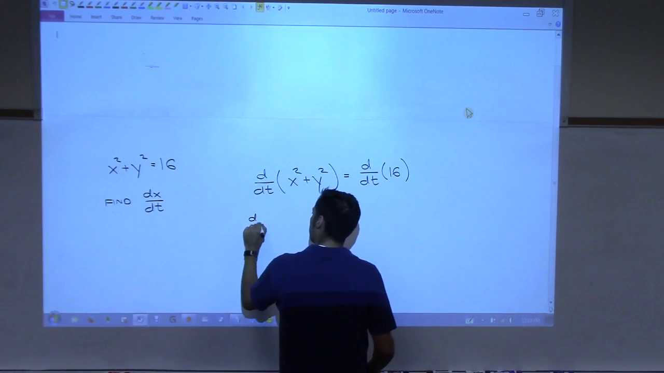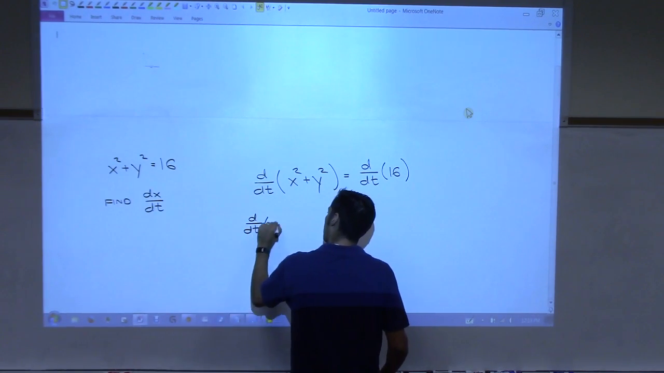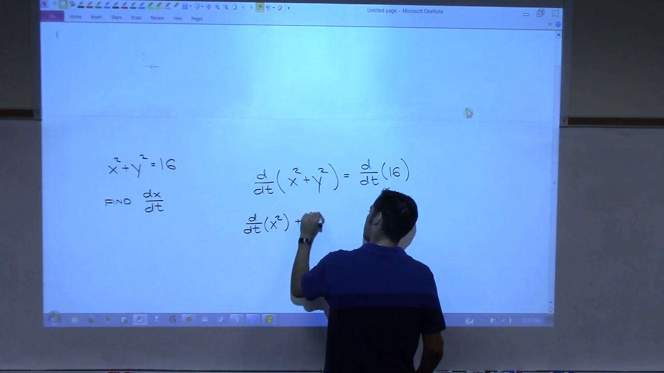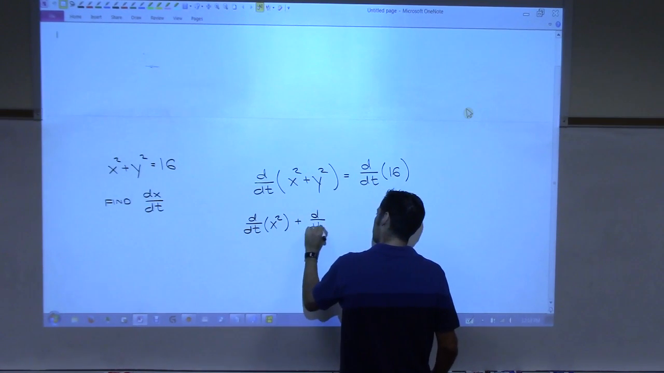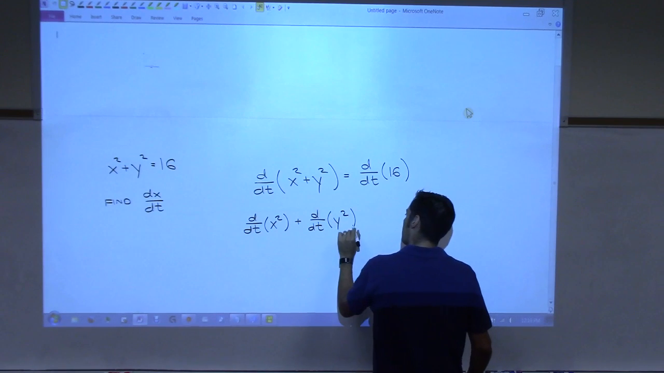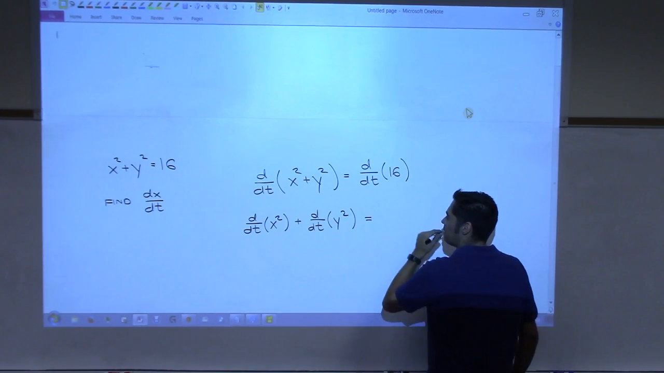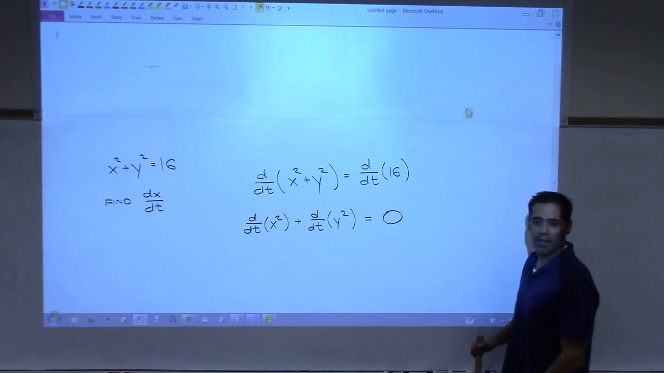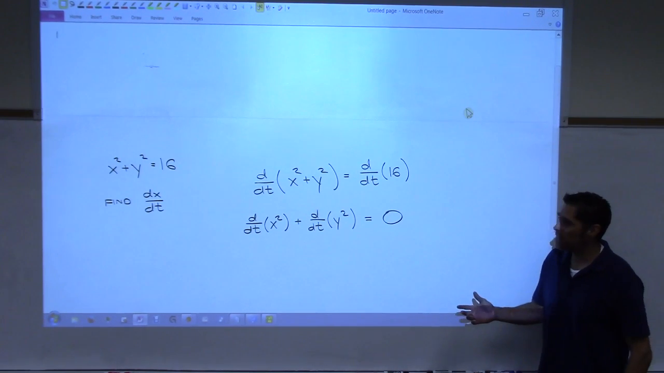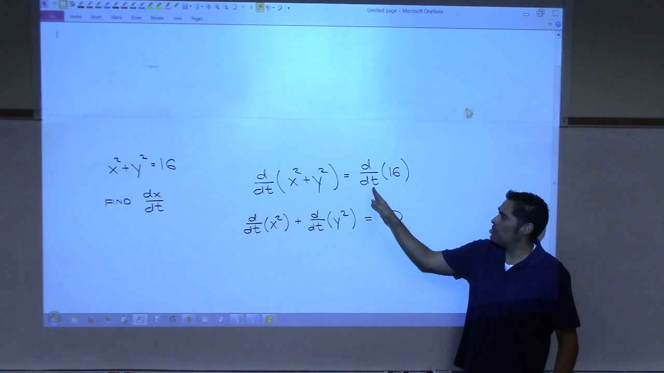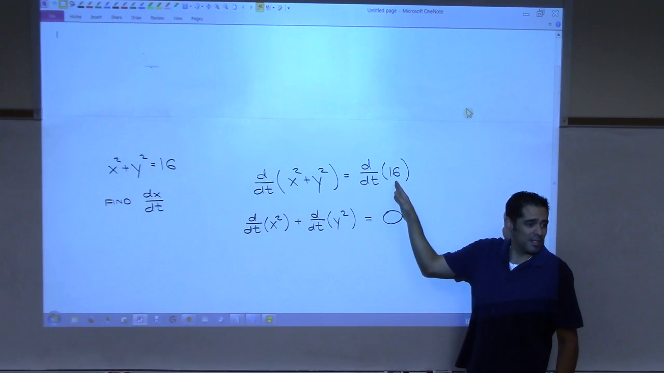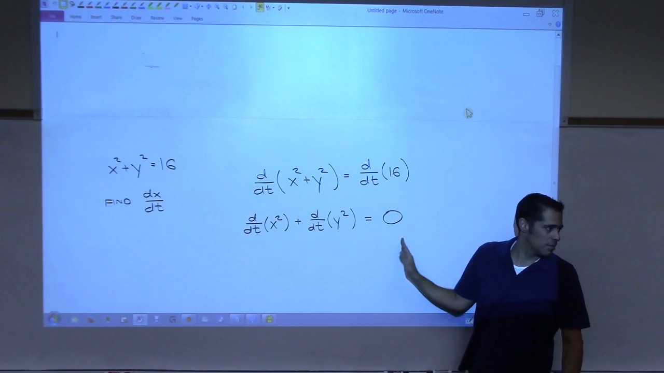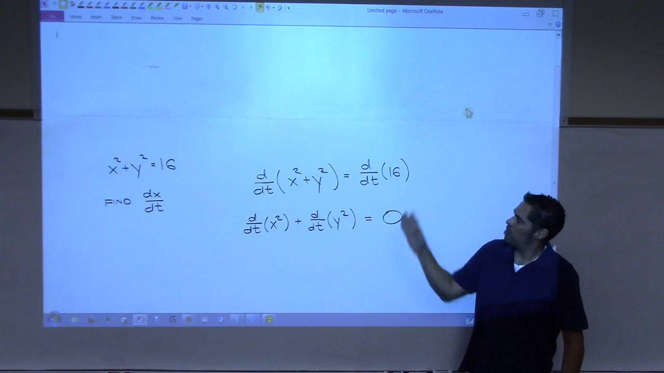What would the derivative with respect to time of x squared plus the derivative with respect to time of y squared equal? What's the right side? This, fortunately, is always going to be 0. I said that earlier, but now I'm really going to stress that. It does not matter what variable is changing. If that's always 16, its rate of change is 0, no matter what. So that's 0 still.